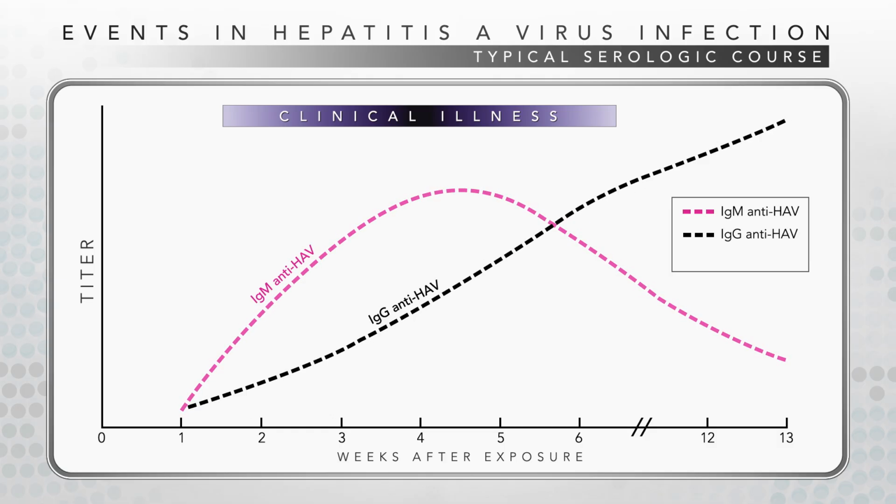Serologic tests for IgG anti-HAV or total anti-HAV may be used to determine whether a patient has been infected with HAV in the past or remains susceptible to infection, but are not helpful in diagnosing acute illness.